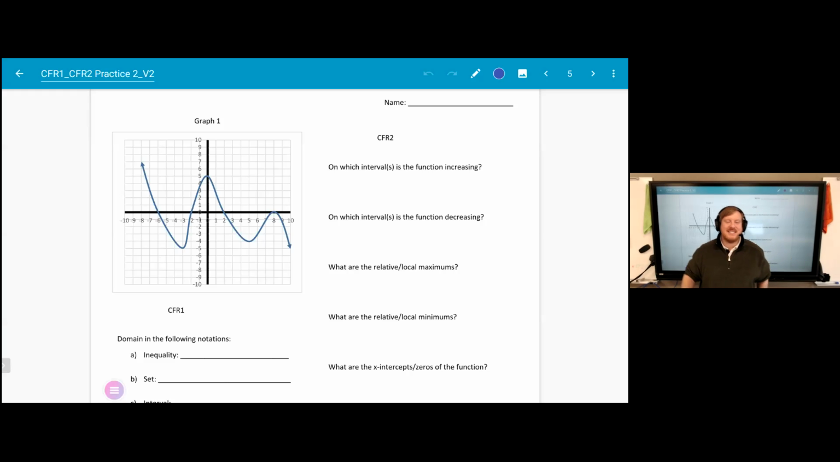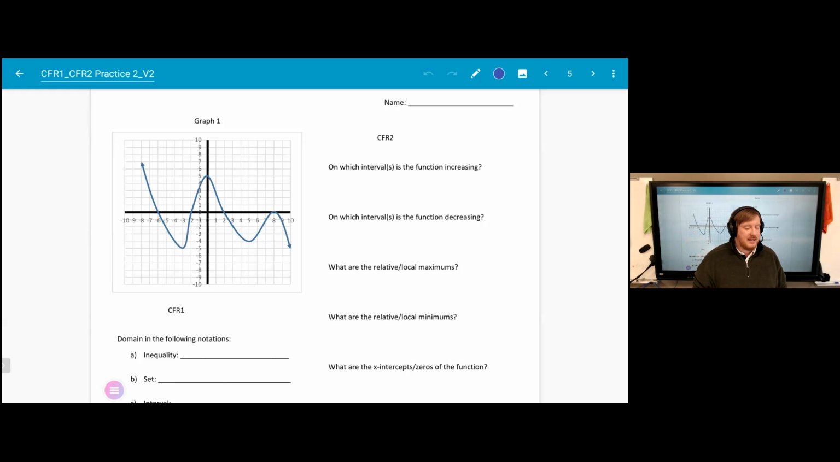Hey, Algebra 2, this is going to be a helper for CFR2, CFR1/CFR2 Practice 2. I'm going to do a couple of these. I'm going to do both of the CFR1 and CFR2. We'll put it in one Edpuzzle and we'll go from there.